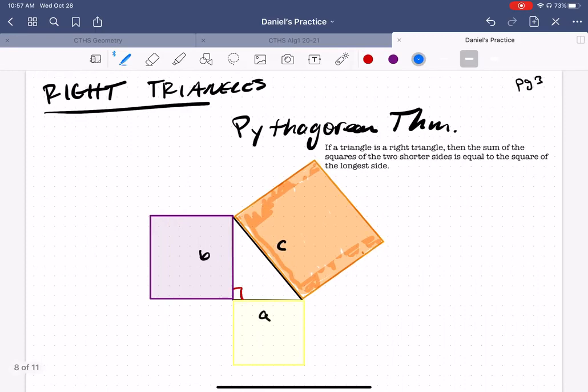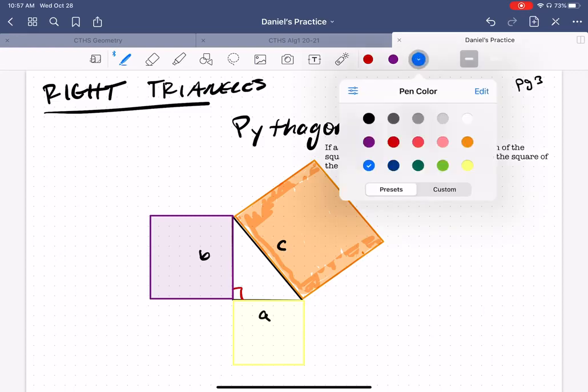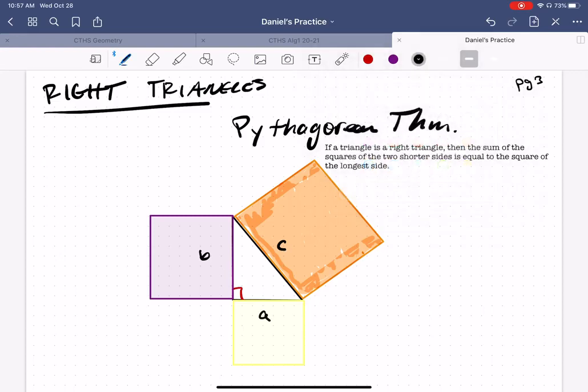The Pythagorean theorem: if a triangle is a right triangle, then the sum of the squares of the two shorter sides is equal to the square of the longest side. Now, I tried to draw squares here, and that is exactly what we are talking about. This is leg A, this is leg B, and then we have the hypotenuse C. If I square B and A and add them together, I should get the square of the hypotenuse.